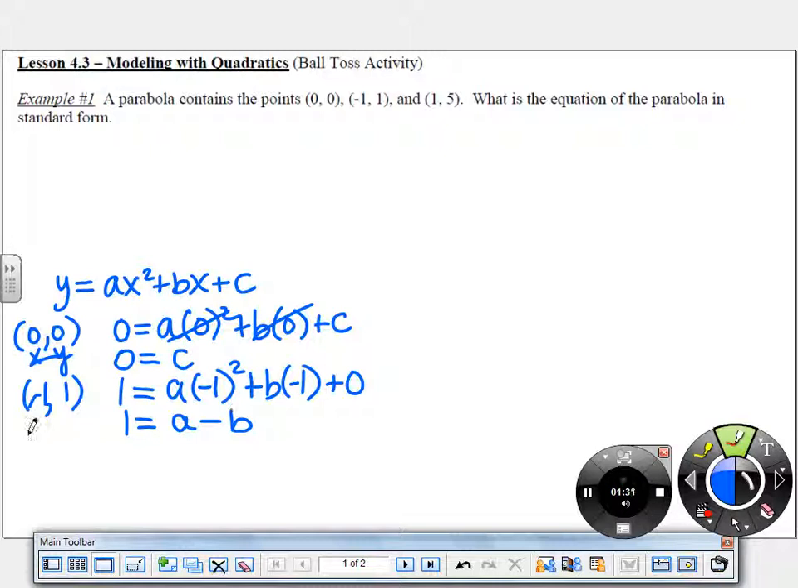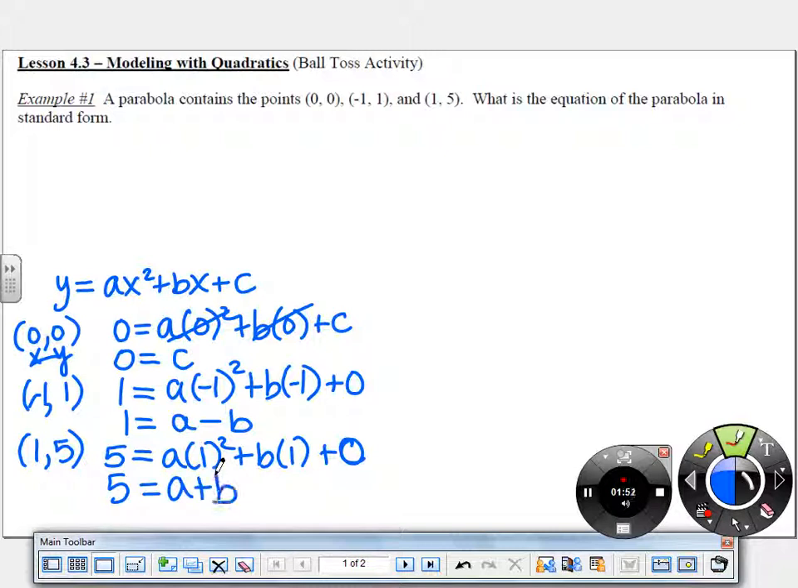But we do have a third point. So then we're going to look at the point 1, 5 and do the same thing. 5 is the y coordinate and 1 is the x coordinate. Again, I'm going to replace c with 0 to make my life a little bit easier. So we get 5 equals a plus b. So I know that c is 0. I'm looking for a and b, which neither equation on their own accommodates finding. However, these two equations together can be solved as a system.